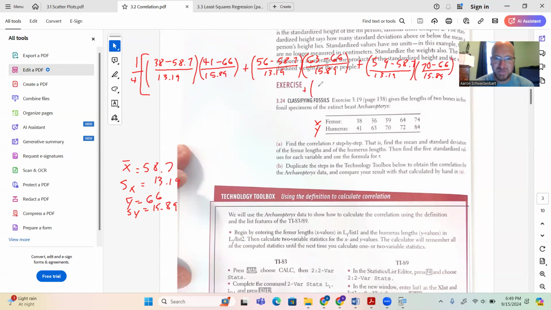I'm moving over because I'm running out of space. So see how I'm taking each individual x minus the mean over the standard deviation. And then I'm taking each individual y minus the mean of y, which is 66 right now, over the standard deviation of y. And so this is how you do it by, oops, not 5.87, 58.7 over 13.19.